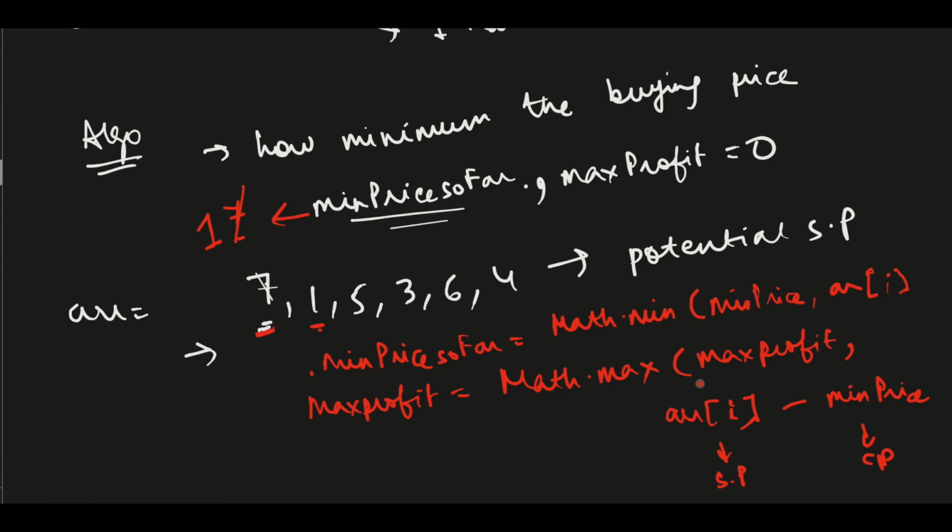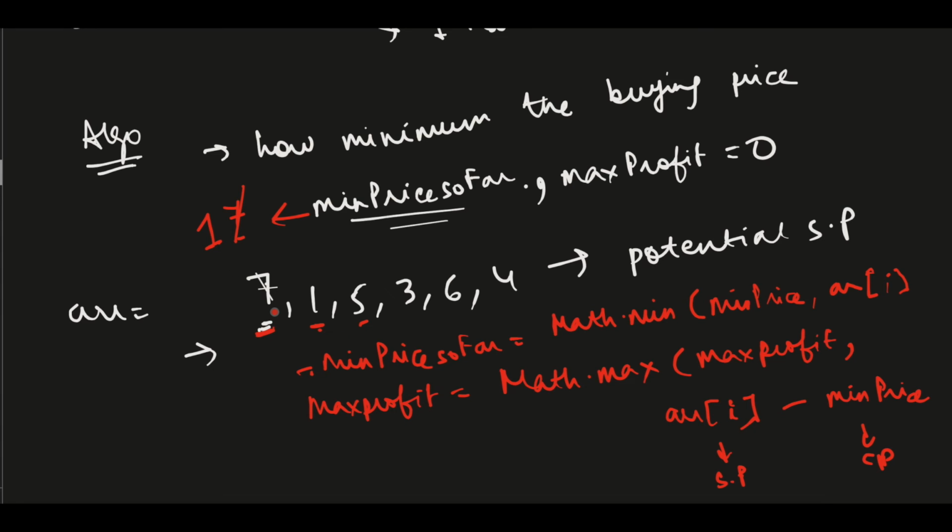So now again the same thing will happen. Max profit, earlier it was 0, and 1 minus 1 is going to be 0. So no use. But the only good thing is we have initialized this min price so far. Now it is going to move to the next element. Is 1 smaller or 5 smaller? So min price so far will remain at 1 only.